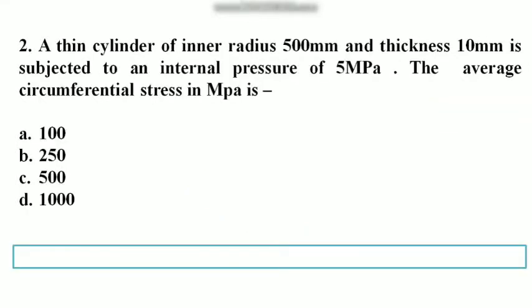A thin cylinder of inner radius 500 mm and thickness 10 mm is subjected to an internal pressure of 5 MPa. The average circumferential stress in MPa is: option A 100, option B 250, option C 500, and option D 1000.